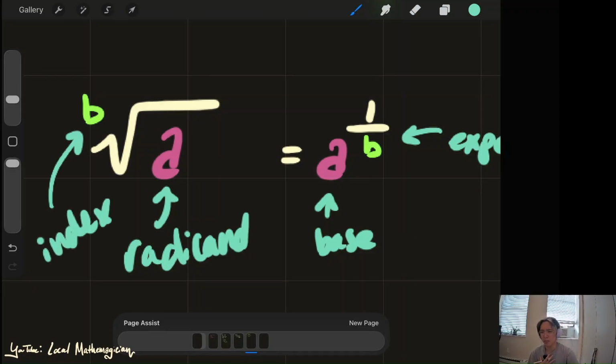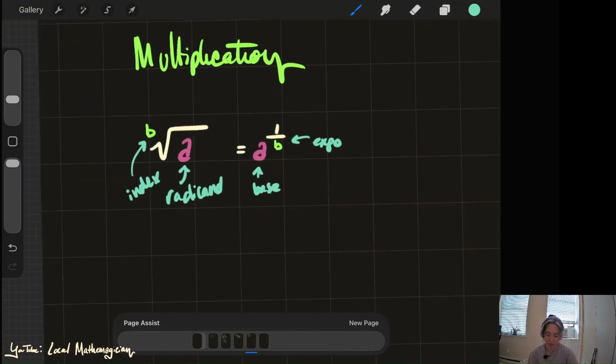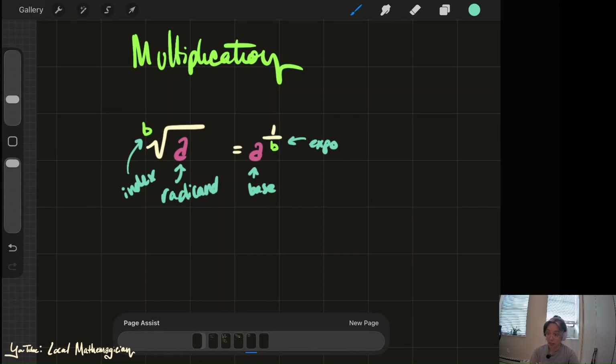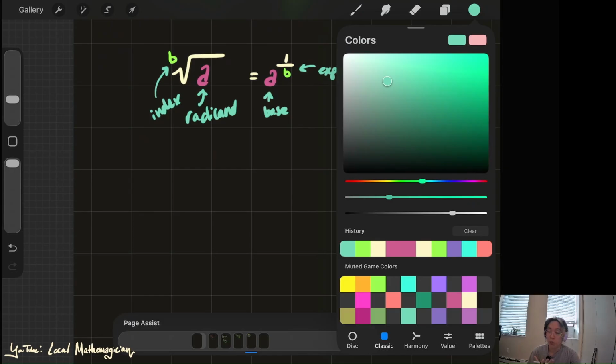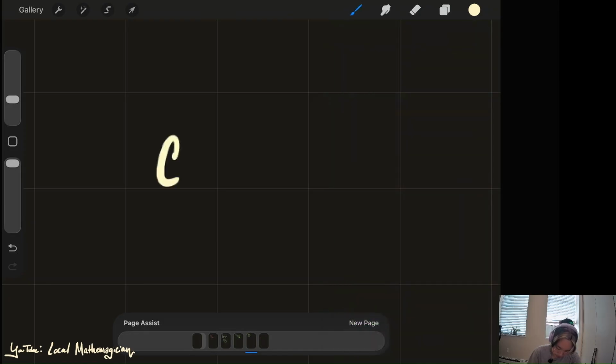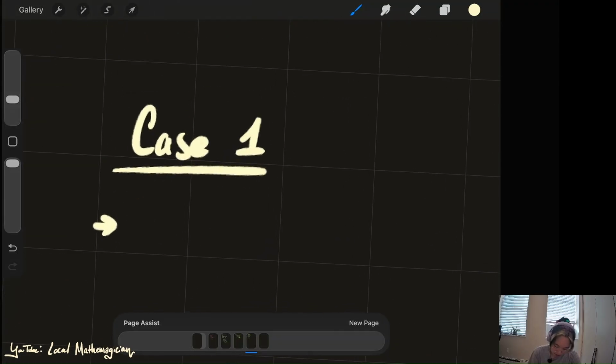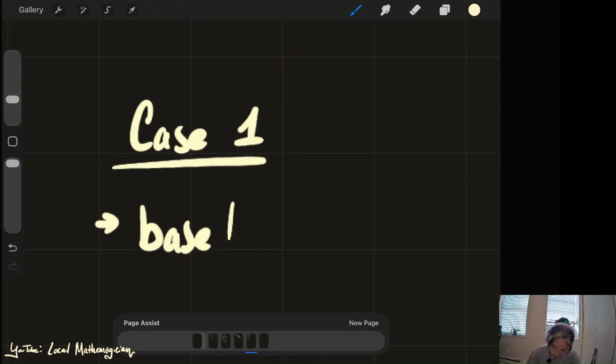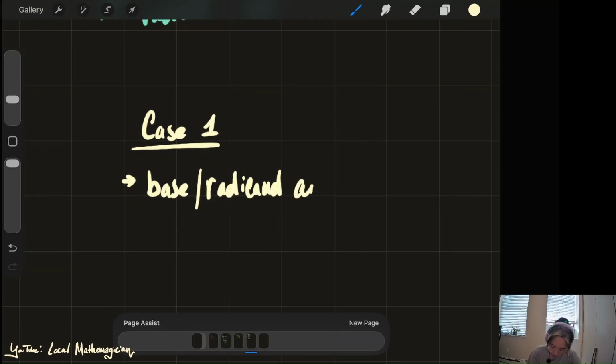You might hear me say base instead of radicand. You might hear it interchangeably. That's all I mean. If I misspeak, I'm sorry. All right? So this is where the distinction is very important. Okay? Do not mix them up. If you are multiplying, you have one of two cases. Case 1, your base or radicand are the same. Okay?